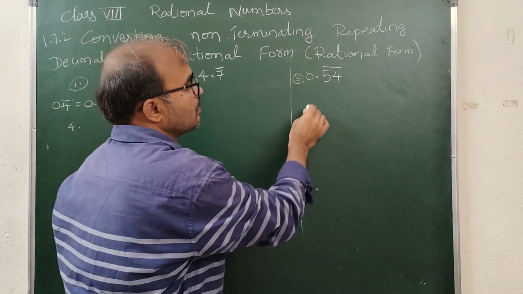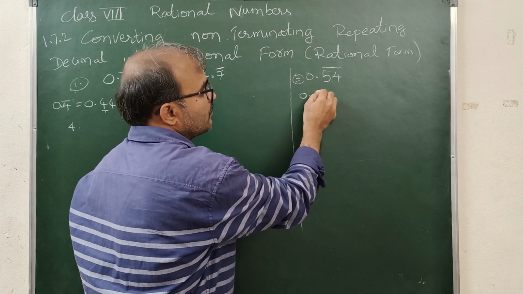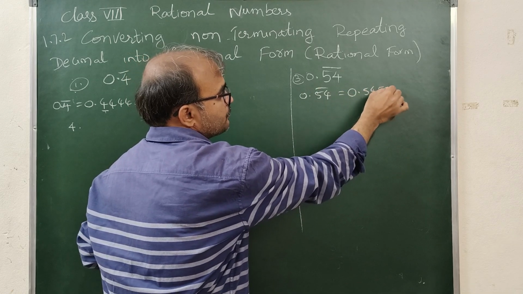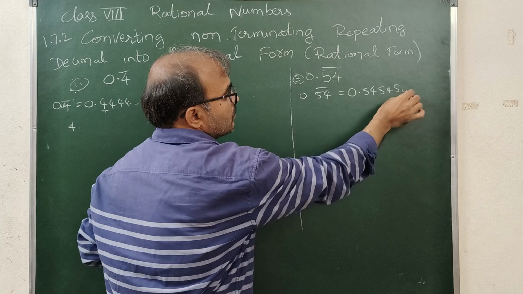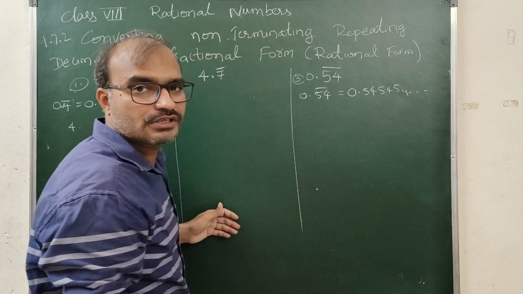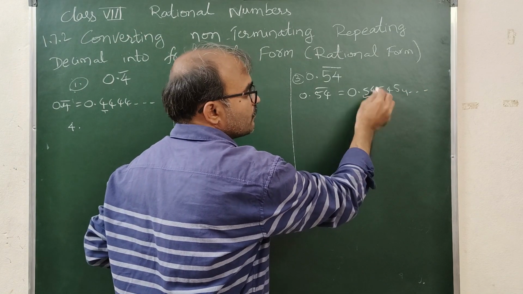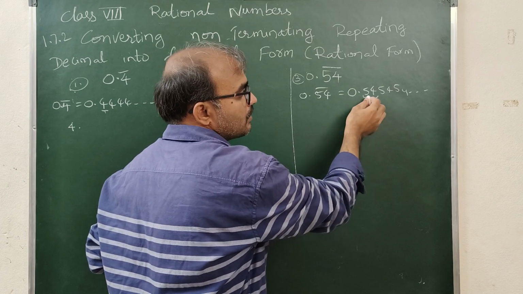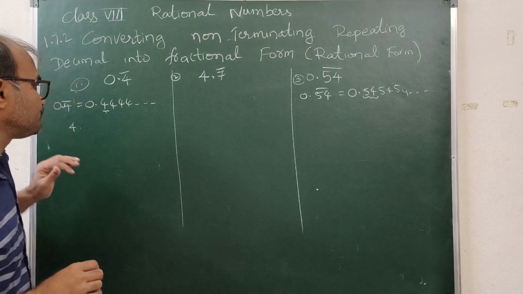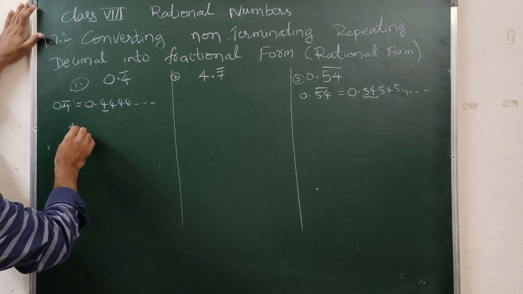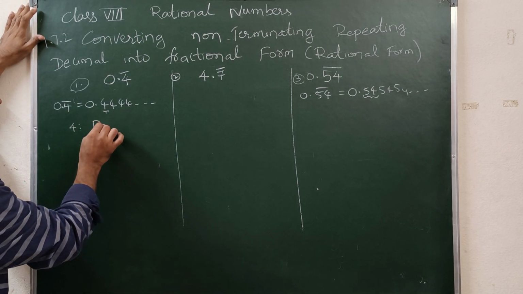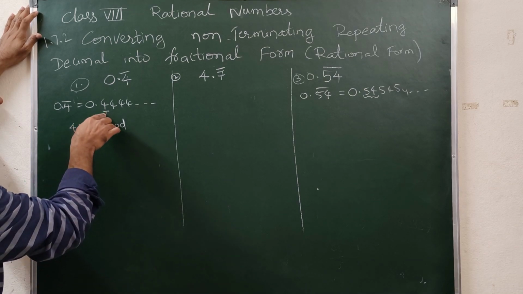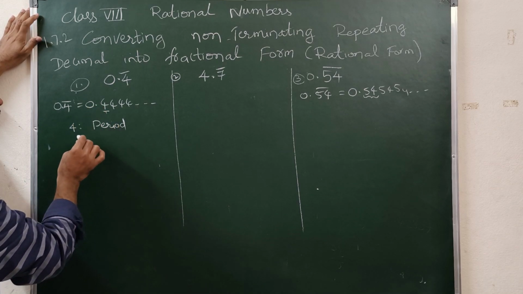If you observe here, 0.54 bar is 0.545454... What part is repeating here? 54 is repeating, right? How many digits are repeating? 2 digits are repeating. The part that is repeating is called the period. You have to remember this. The number of digits in the repeating part is called periodicity.